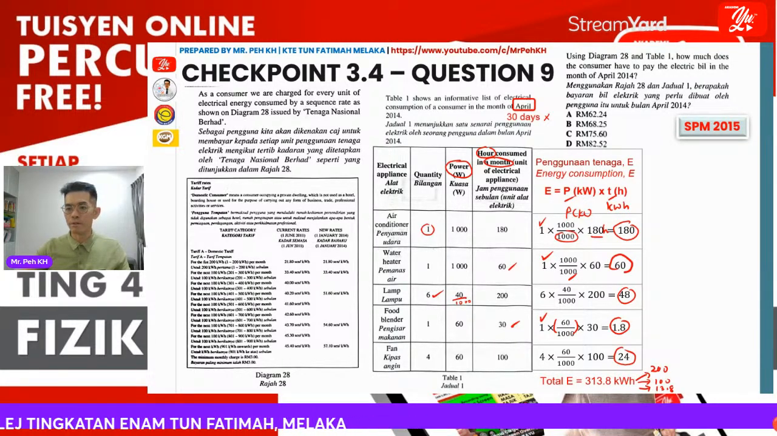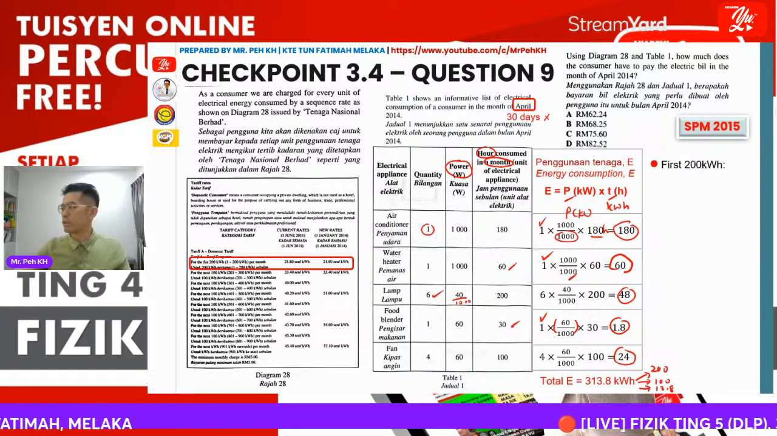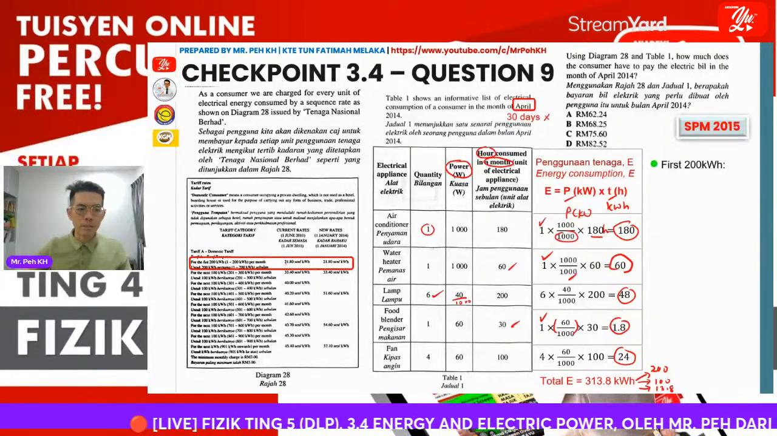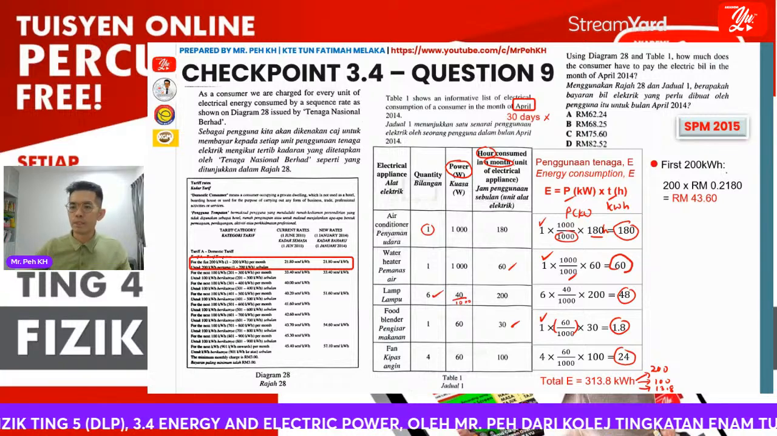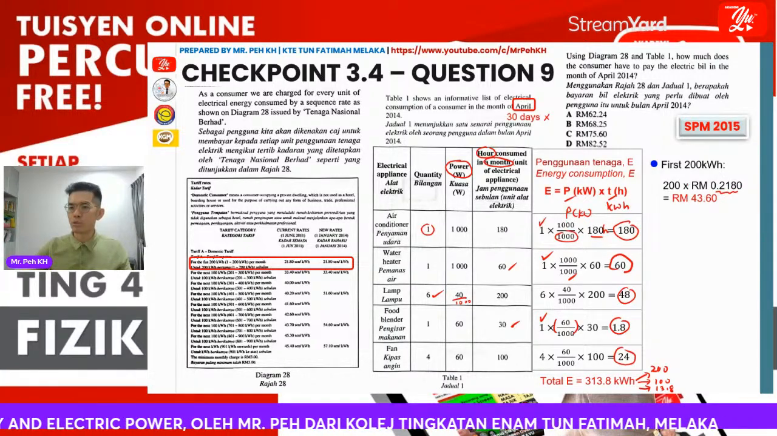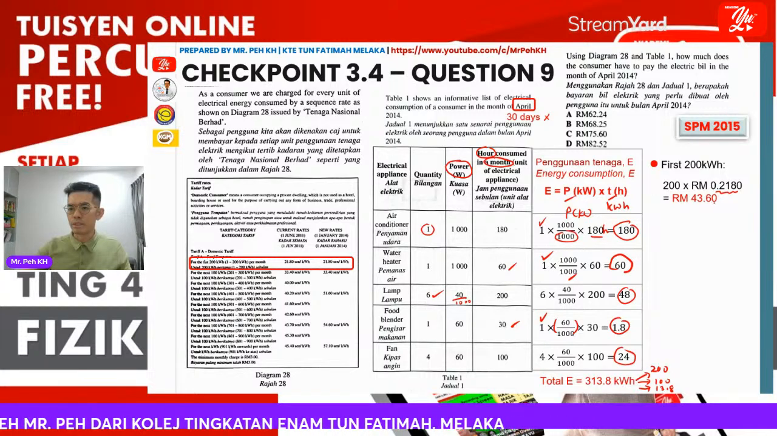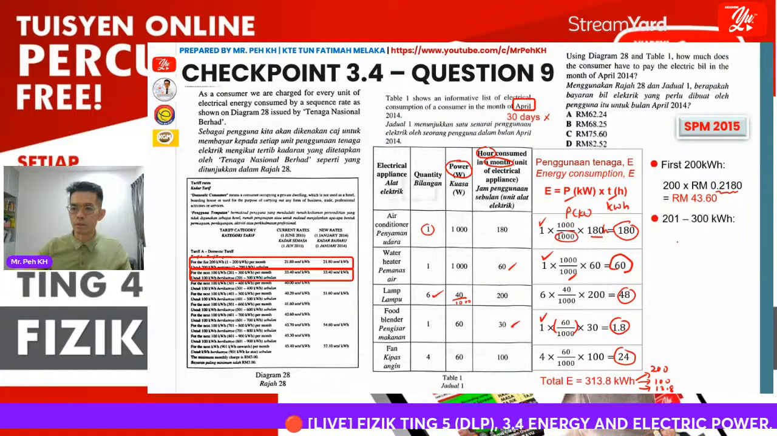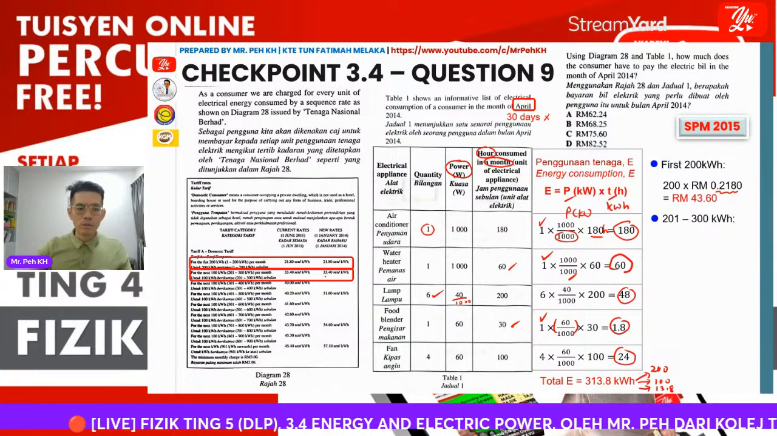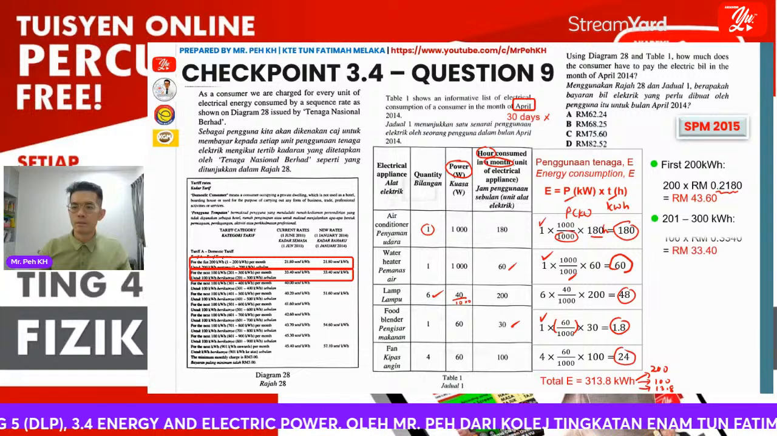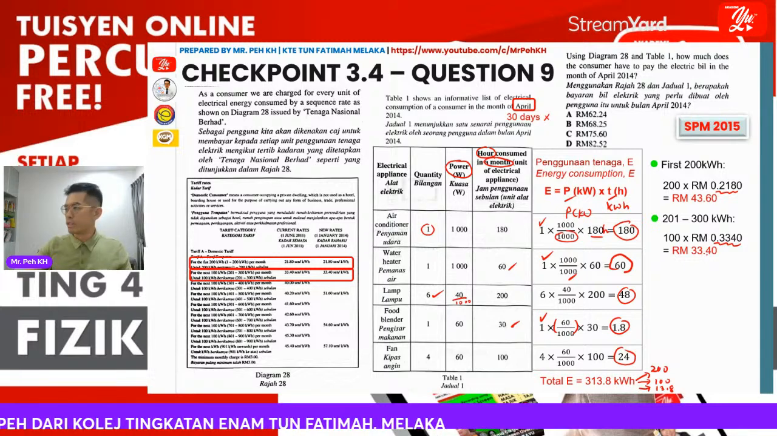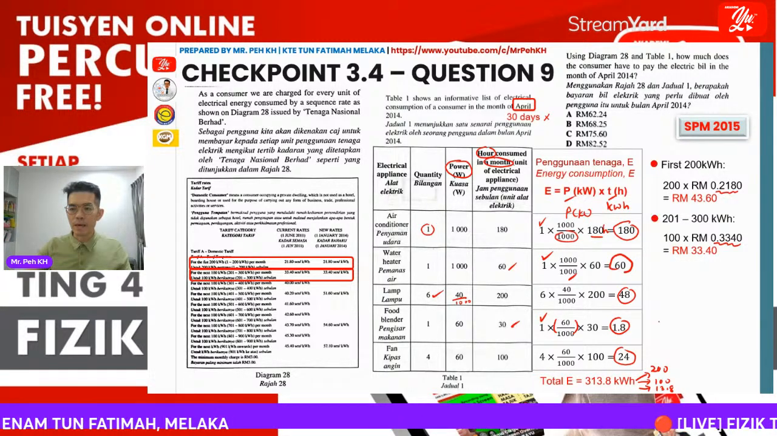Okay, so the first 200 will be 200 times 0.2180, to change to ringgit. You see, I changed the 21.80 cents to ringgit already. So I get 43.60 ringgit. Then the next 100 will be 201 to 300, since our value here is 313.8. For the next 100 we have to pay 33.40, so again we change it to ringgit, and I get 33 ringgit 40 cents. And then the balance left is 13.8.